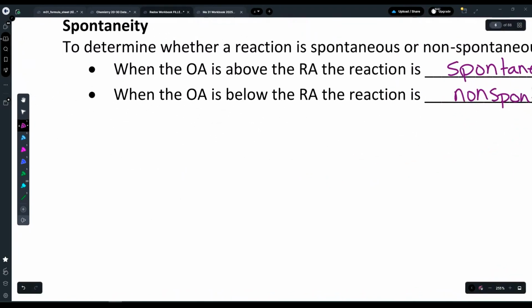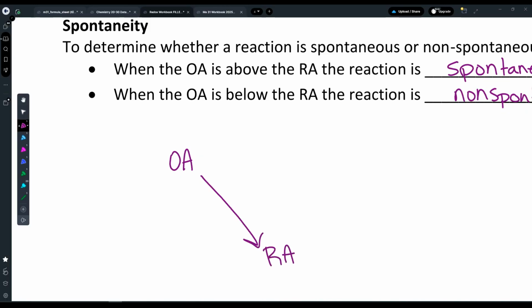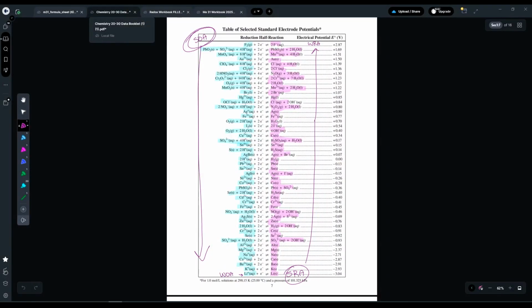So remember on the table how I said all of your oxidizing agents are on the left-hand side of the reaction arrows. Okay, and I'm just going to do a little drawing to represent the spontaneity rule. So if your OA is above your RA, I'm drawing the RA on the right-hand side because all of our reducing agents in our table are on the right-hand side of the reaction arrow, so they're highlighted in pink.